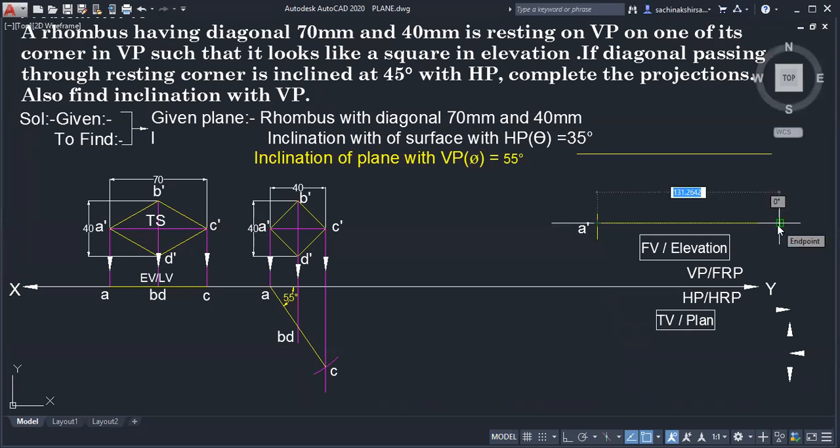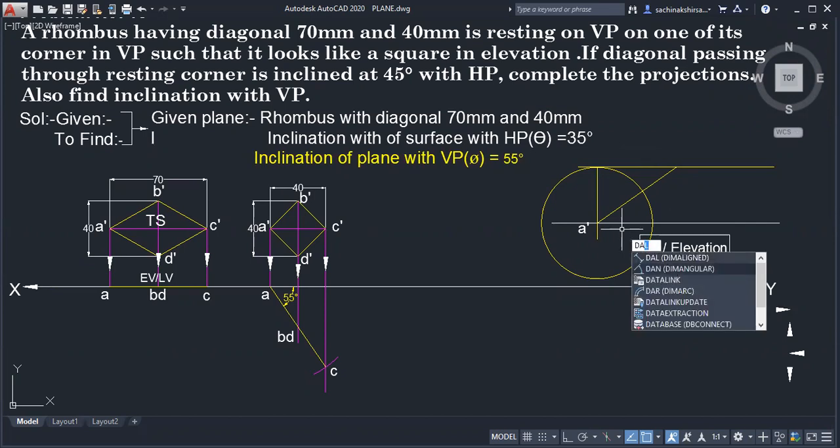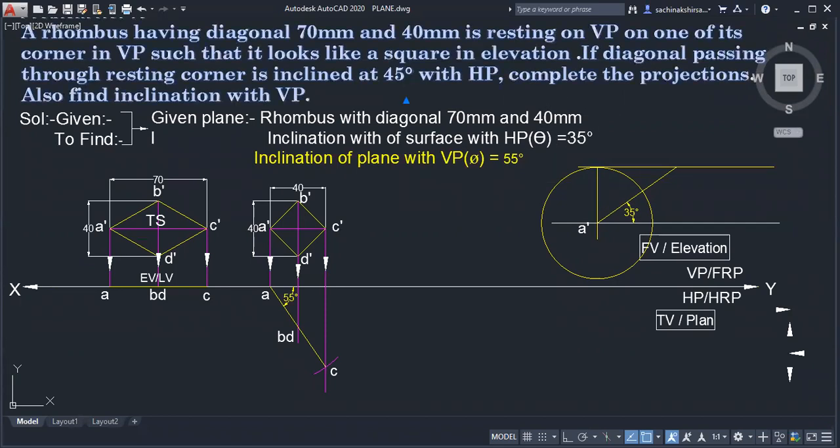So 70, 35. Here, that locus will come somewhere. Let me draw it here and check. Again, exactly vertical. Beta is coming 90. Okay, instead of this 45 inclination, take it as 35. In the problem statement, make it 35. Just like this, 35. So what will be the beta?